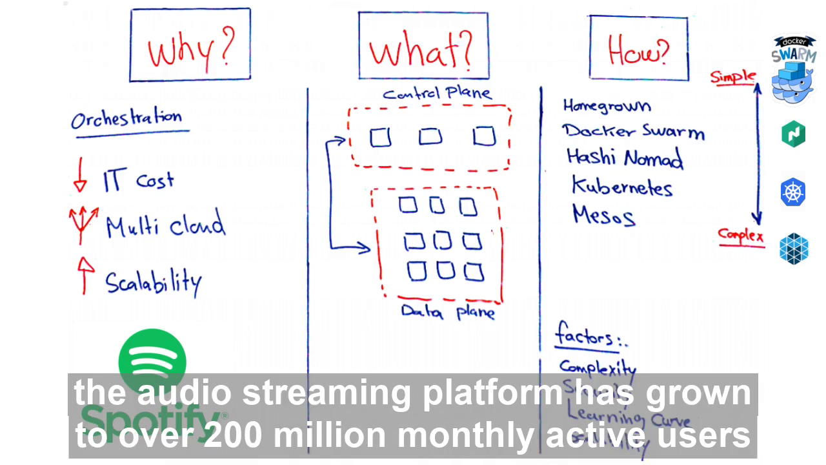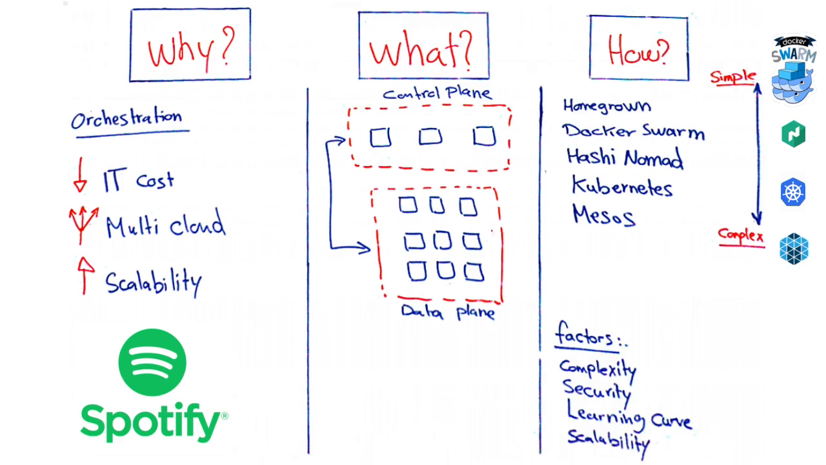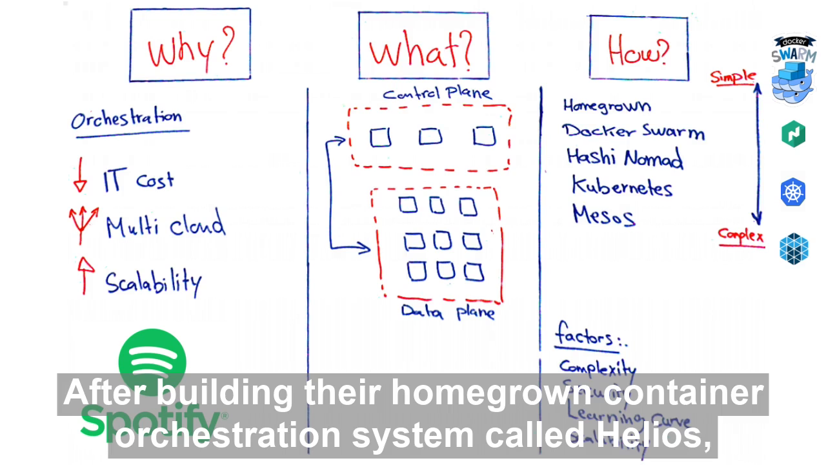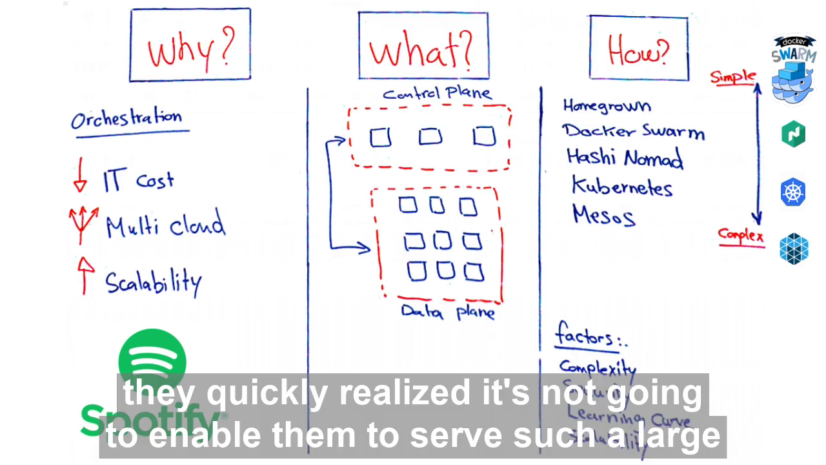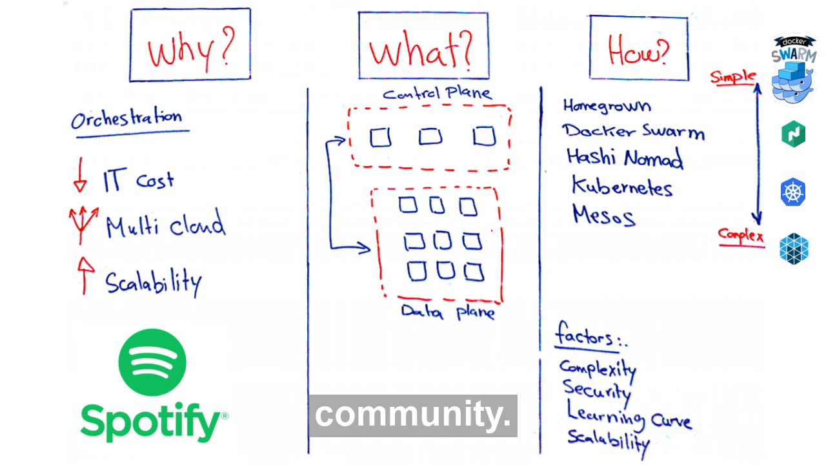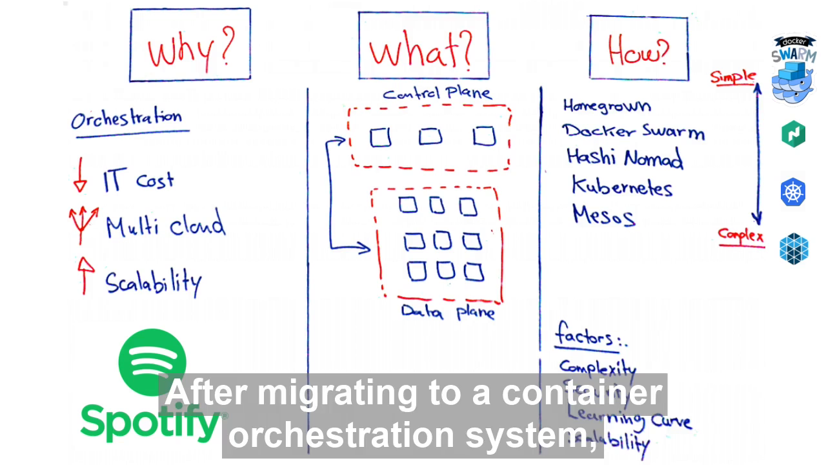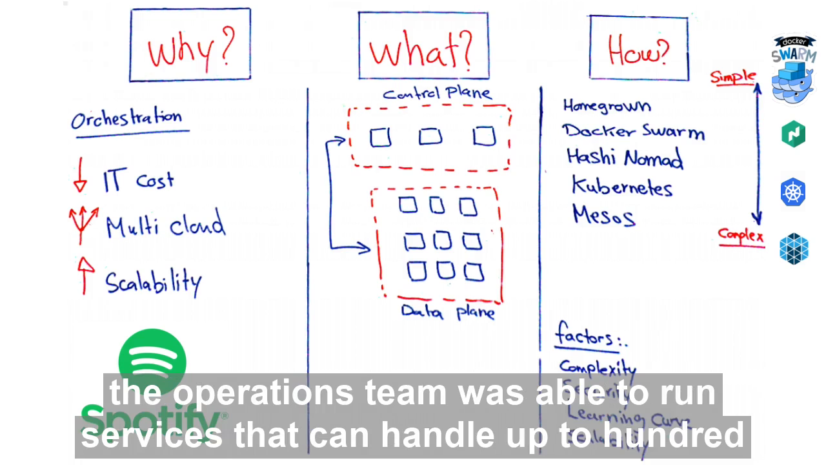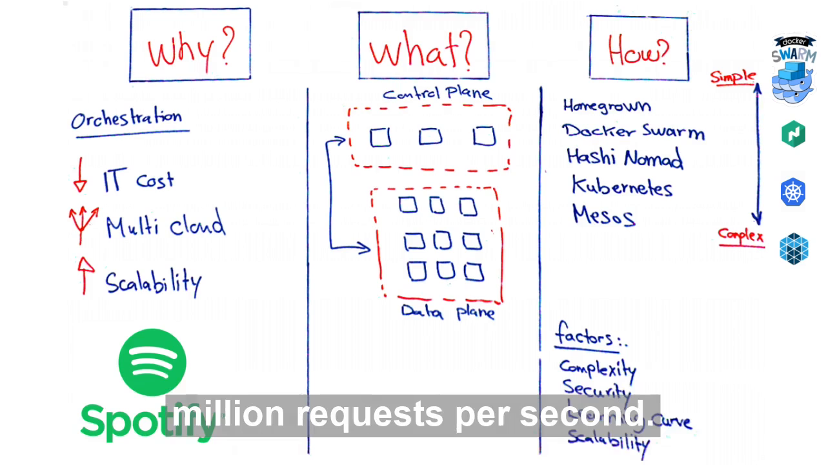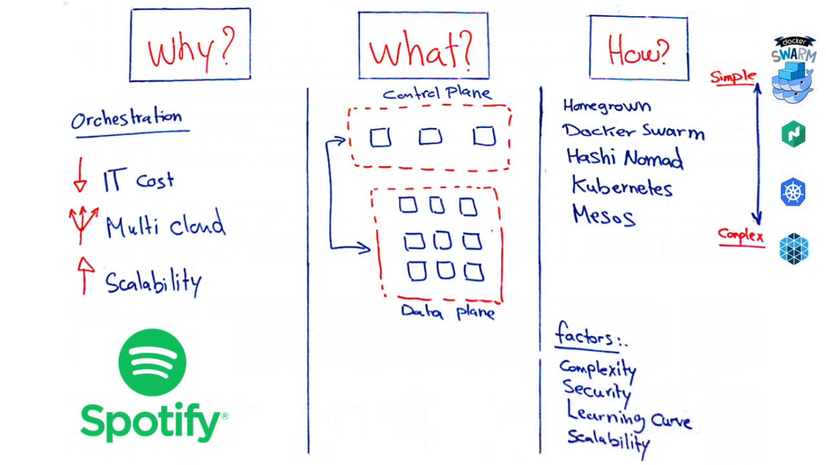Spotify, the audio streaming platform, has grown to over 200 million monthly active users across the world. After building their homegrown container orchestration system called Helios, they quickly realized it's not going to enable them to serve such a large community. After migrating to a container orchestration system, the operations team was able to run services that can handle up to 100 million requests per second.